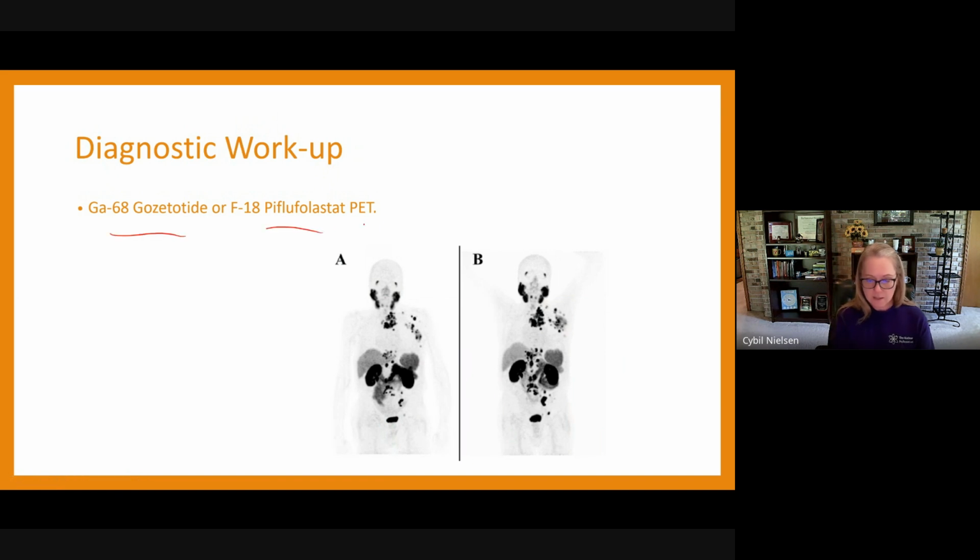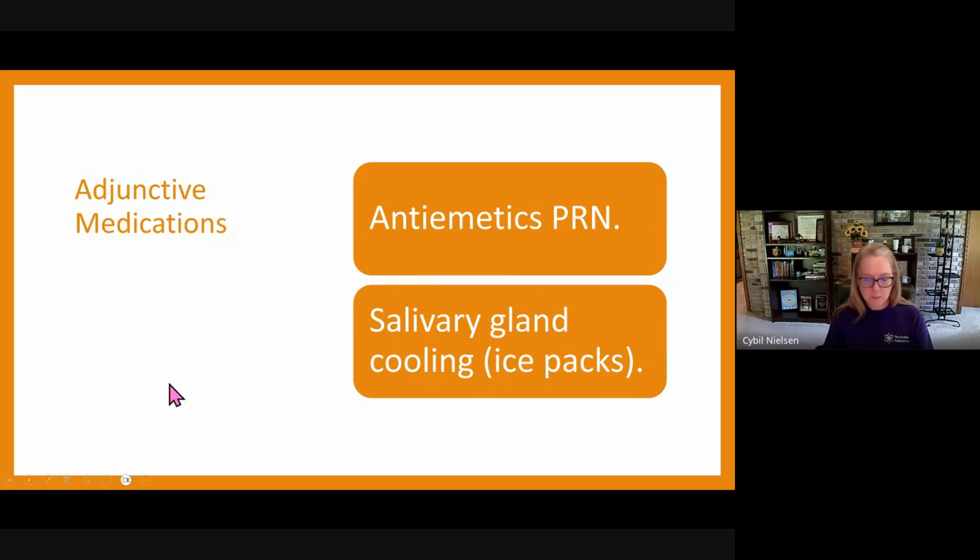So here's the diagnostic workup. Again, you see those lacrimal glands, you see the salivary glands, and a lot of cancer. We're going to give them antiemetics. The literature says that we're going to use these cooling packs on the salivary glands, which makes sense to me because it's going to be taken up. But everybody I talk to says they don't do that.